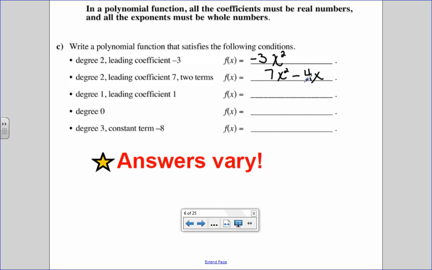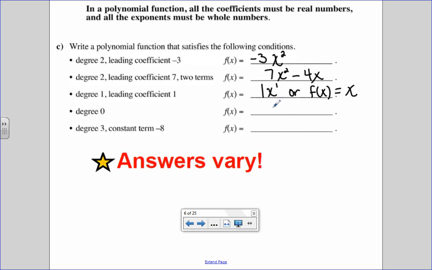Next one, degree 1, leading coefficient 1. So degree 1 means it's x to the exponent of 1, and there's a 1 in front. So that would be my most basic answer. But I don't necessarily need the ones, so I can just say f of x equals x, because the invisible 1 is in front and the invisible 1 is the exponent.